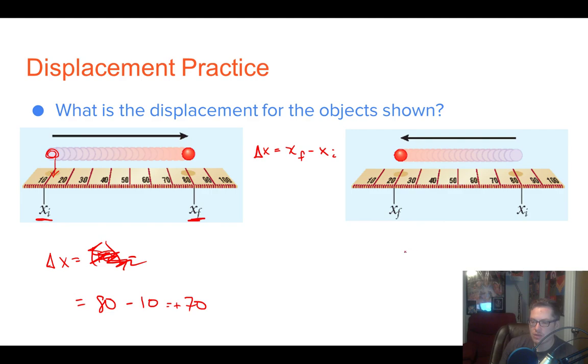Now if we try the other one, remember our delta x is equal to x final minus x initial. So x final is over here, and that's 20. We're going to subtract out our x initial, which is our 80 value right here. So we're going to subtract out 80, and we end up with negative 60. So we were displaced negative 60 units. Notice once again, we end up with this negative value here. That negative value tells us that we moved either down or to the left. Since we know we're moving horizontally, we know that because of that negative value, it had to have gone to the left. So positive to the right, negative to the left.